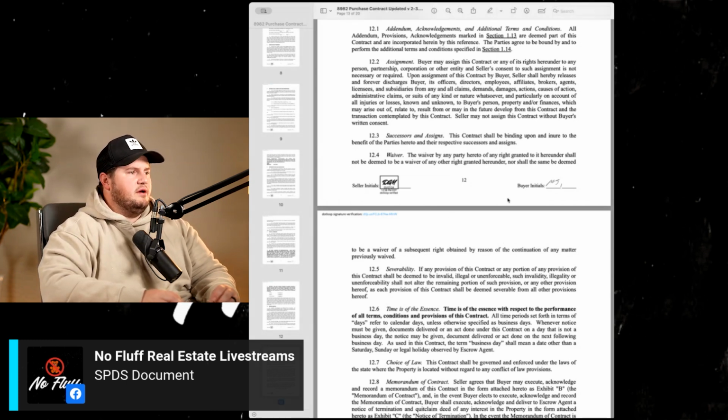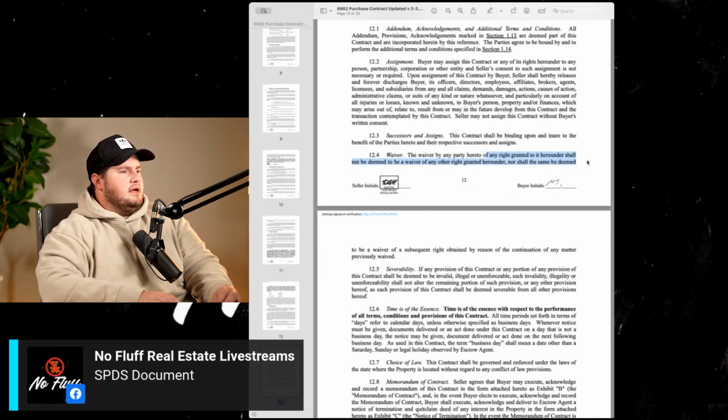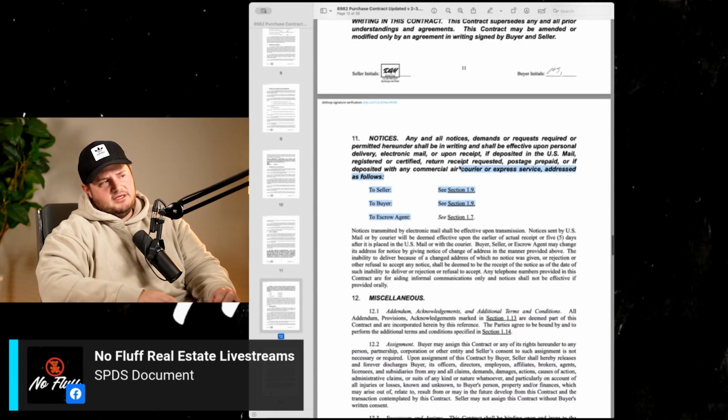Waiver. The waiver by any party hereto of any right granted to it hereunder shall not be deemed a waiver of any other right granted. So basically, we're not adding anything to the contract. And again, it's kind of the same thing as up here, saying, hey, if we're going to make any changes, it needs to be in writing.